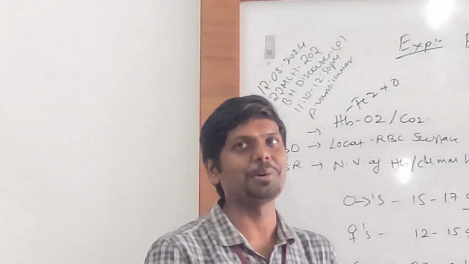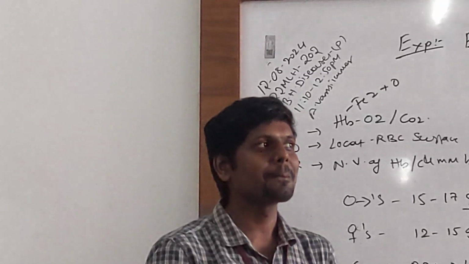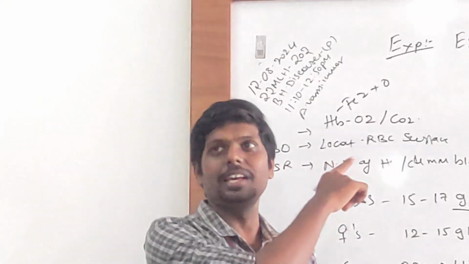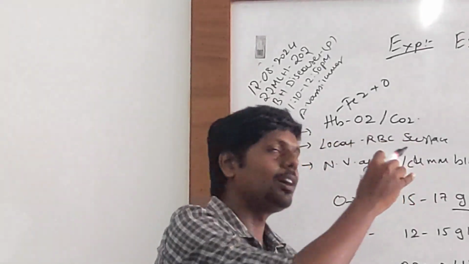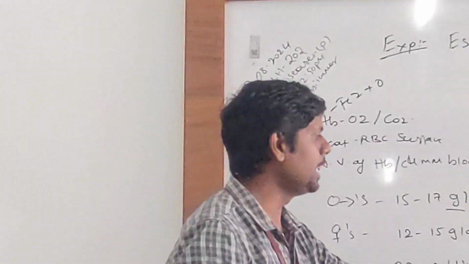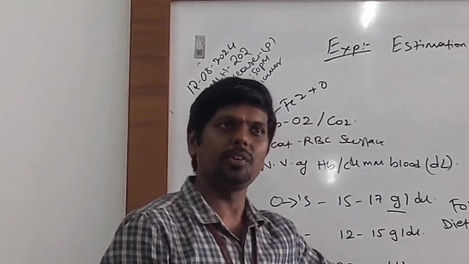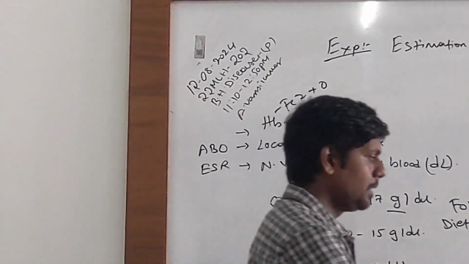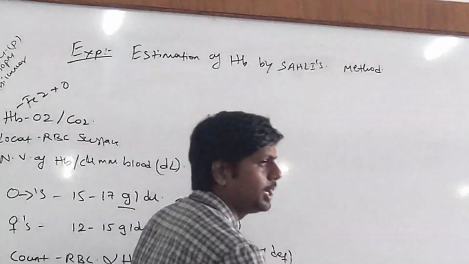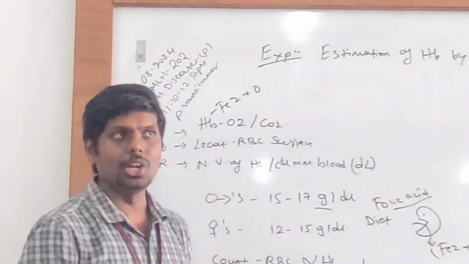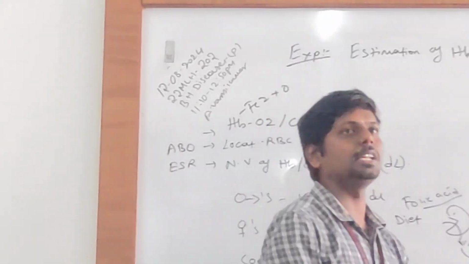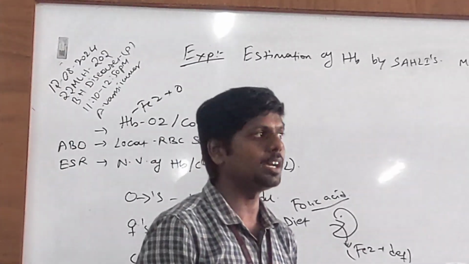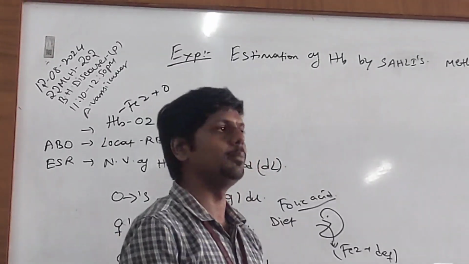Can anyone say what is erythropoiesis? Production of red blood cells in the body. You remember? Yes. There are multiple factors: erythropoietin, folic acid, that's it. So anyway, now you understood the significance of hemoglobin, right? Hemoglobin is directly or indirectly connected to anemic condition. Not only your red blood cells, but hemoglobin also plays a vital role to check the anemic status of the body. Is it clear?